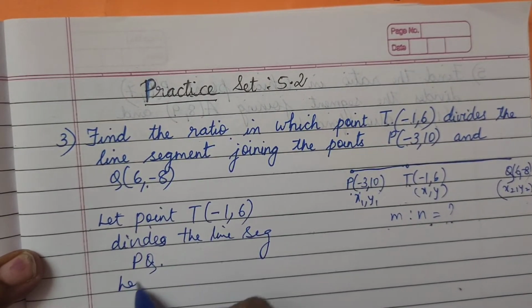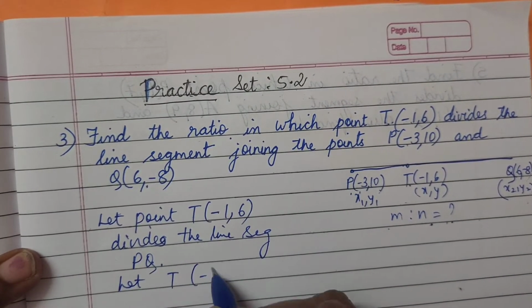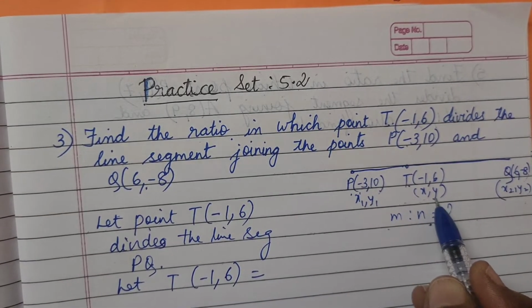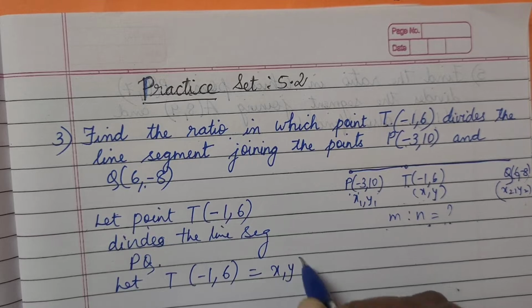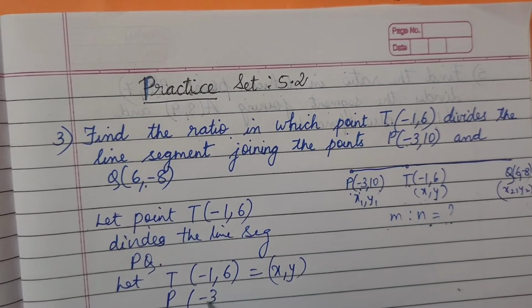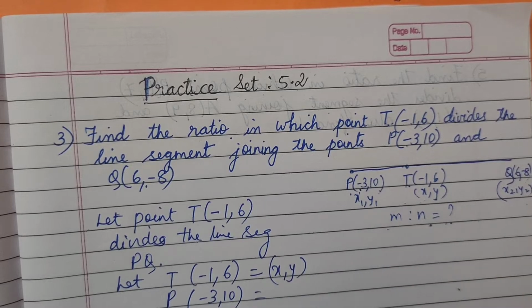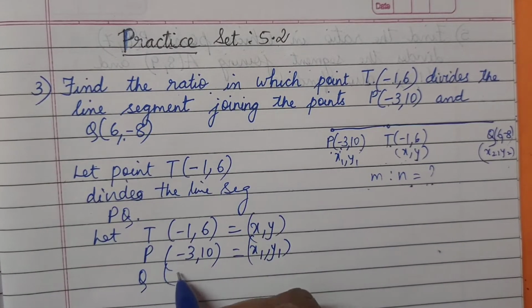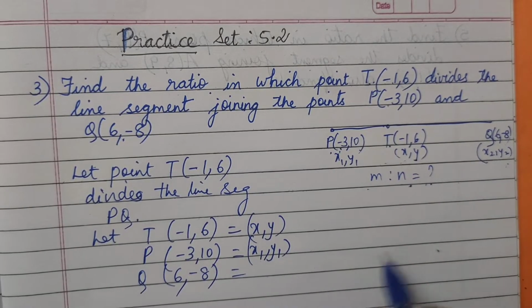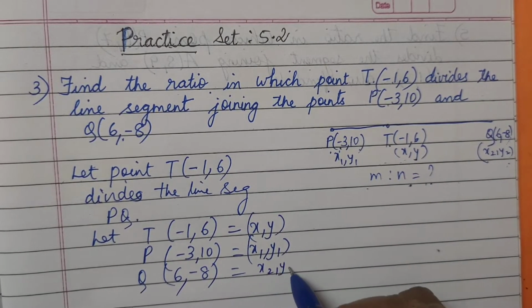Now we will write: let T, which we have considered (-1, 6), be x, y, as we use in the formula. Similarly, P is (-3, 10), which is x1, y1, and (6, -8) we will consider as x2, y2. We have assigned these here.